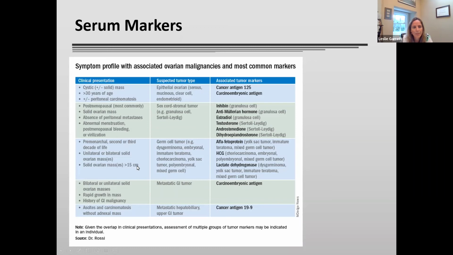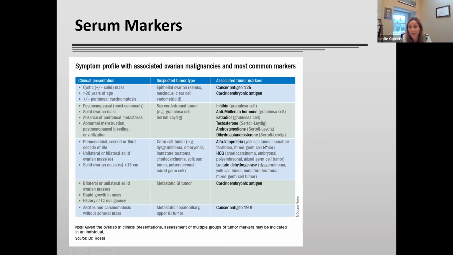Now, what I often will see is the 52-year-old or the 56-year-old, and they've done germ cell markers. At 56 years old, you're not going to have a germ cell cancer in your ovary. So there, you really never should be getting an HCG unless you're worried she's pregnant, an AFP, or an LDH, which is deciphering between.